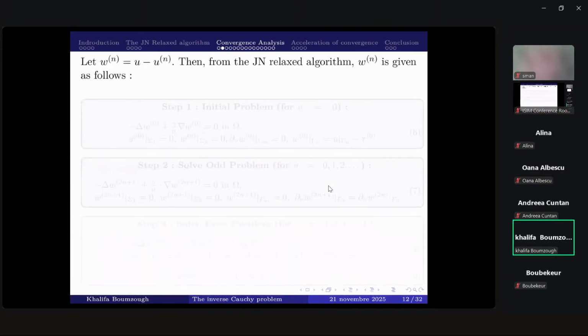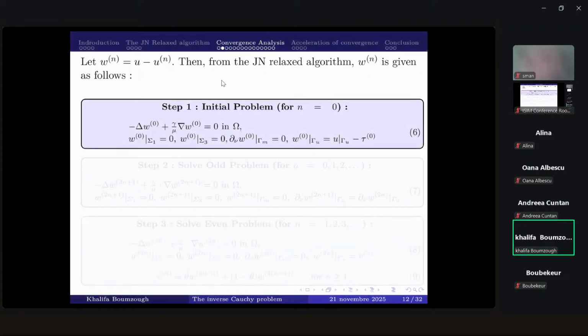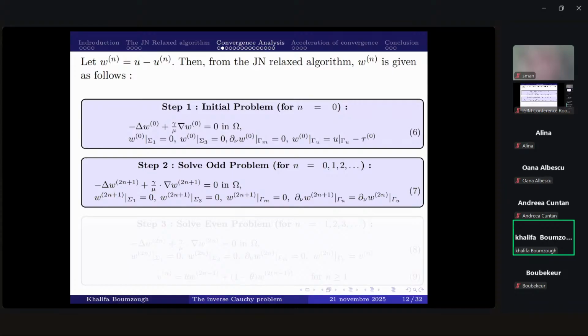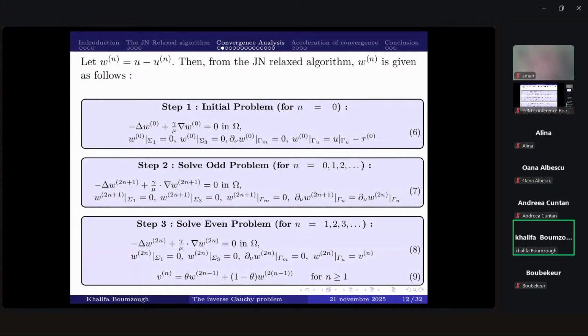For analyzing the convergence of this algorithm, we let Wn equal U minus Un. Then from the applied GN relaxed algorithm, the sequence Wn is given as the following. Step 1 is the initialization problem, step 2 solves the odd problems, and step 3 solves the even problems.